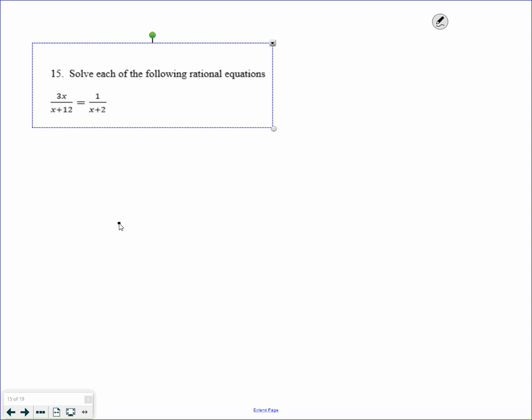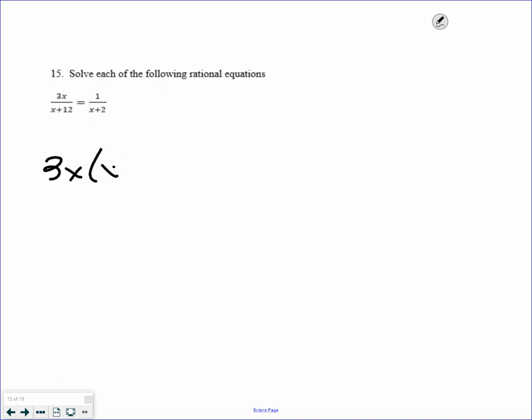I want to solve this particular equation. Now, there's two things to know about when you're solving rational expressions. One, if you have a fraction equaling a fraction, you can cross multiply to solve. If you don't have that, you need to get rid of the denominator, and you always have to worry about what are called excluded values. So 3x times x plus 2, I'm going to cross multiply on this.